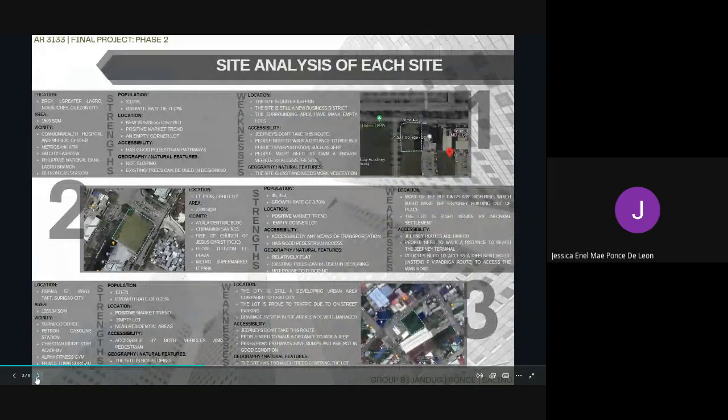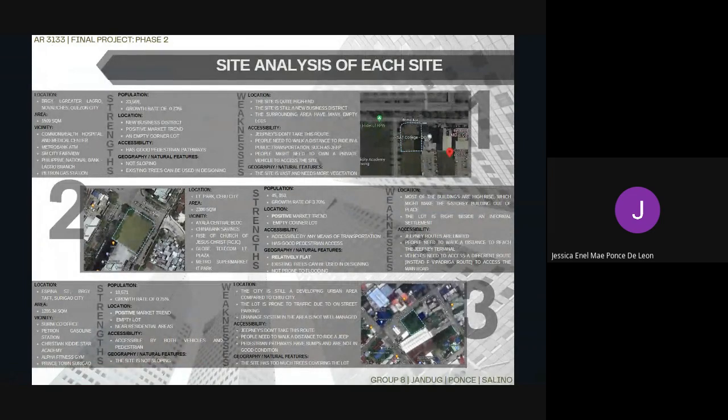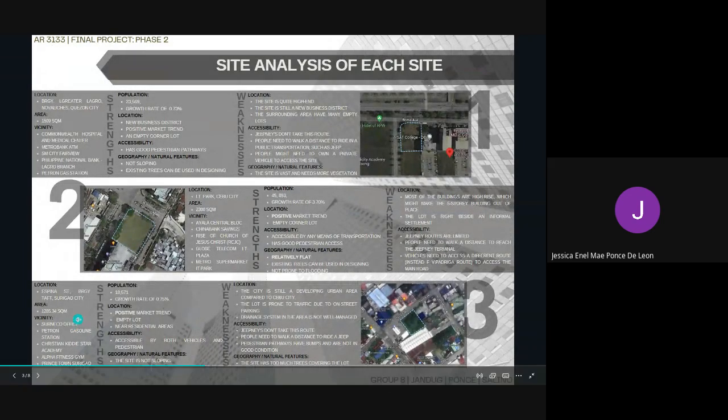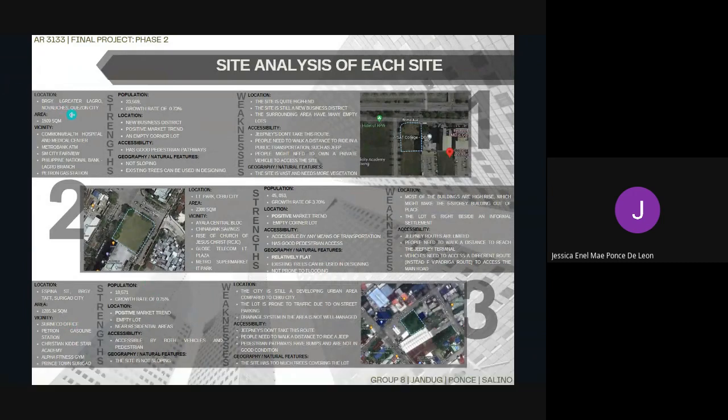And this is the site analysis of each site. We have three sites from different cities in the Philippines: one from Quezon City, one from Cebu, and one from Surigao City. All of the lot areas are between 1,200 and 2,300 square meters, and all of them are located near commercial buildings and facilities. For the first site, the population is 23,569 with a growth rate of 0.73%. It is located on an empty corner lot in a new business district with a positive market trend.